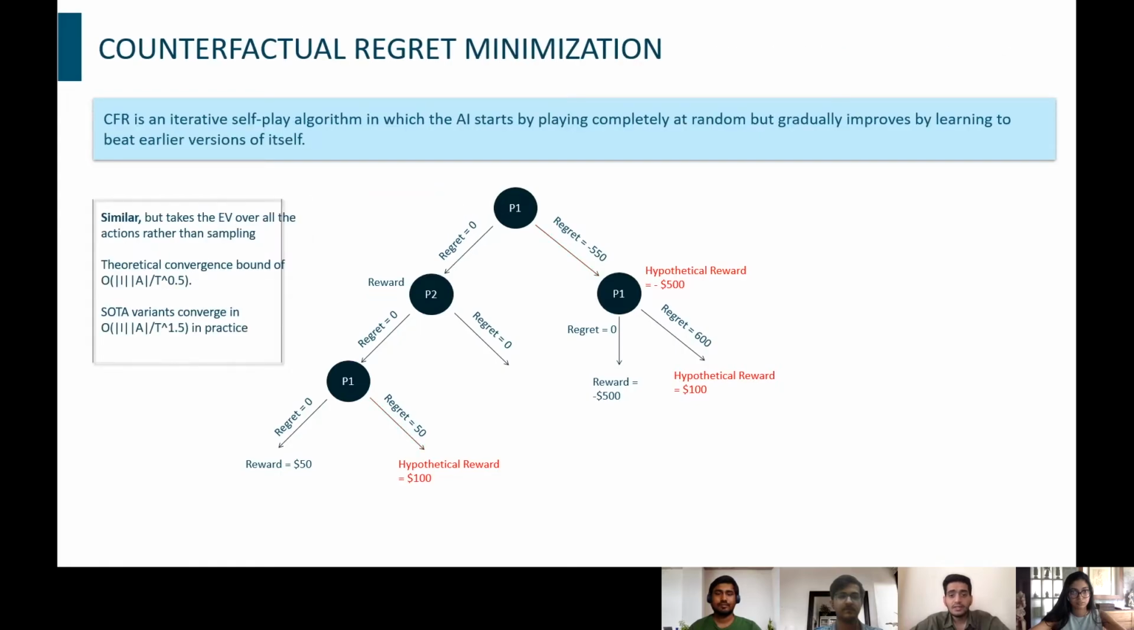Next slide. Now, coming to counterfactual regret minimization, or CFR, which is just like Monte Carlo CFR, except it does not involve random actions. The theoretical convergence bound for CFR is of the order of I times A over T raised to the power 0.5, where I is the number of decision points, A is the number of actions at those decision points, and T is the number of iterations that you've played. So as T goes to infinity, you will ultimately converge to a Nash equilibrium. In practice, now coming to the state-of-the-art model, which is discounted CFR, that converges much faster, at the rate of T raised to the power 1.5.